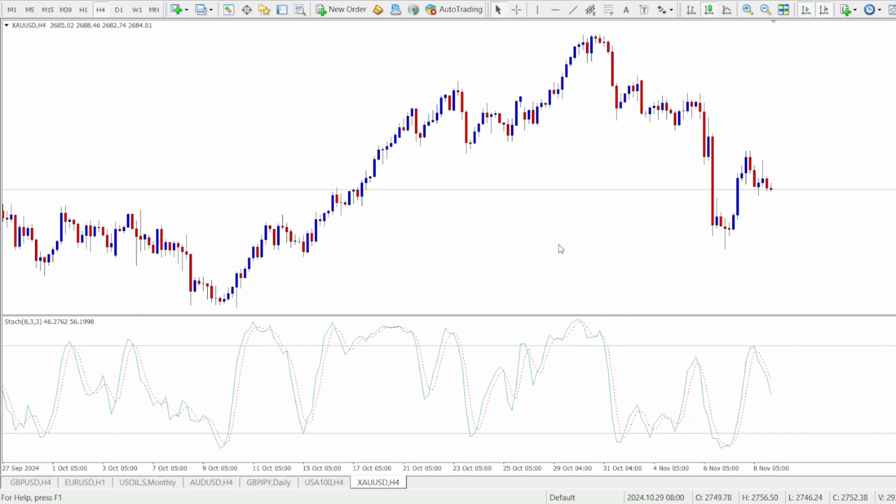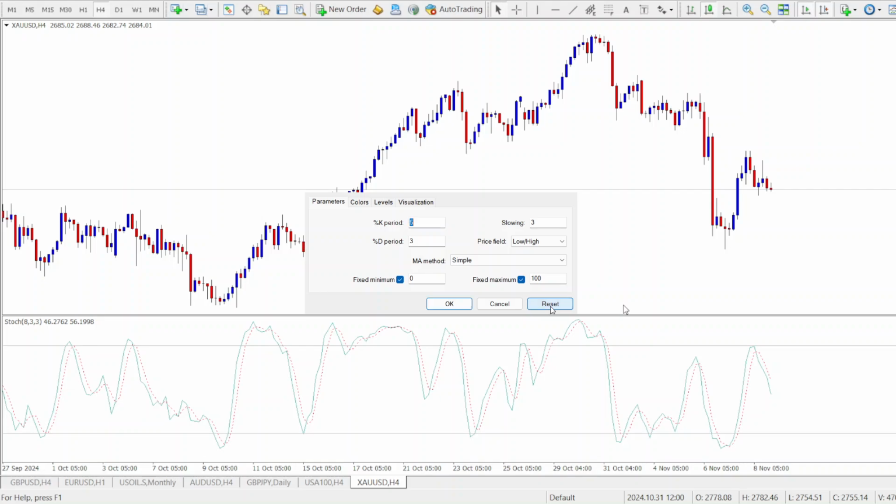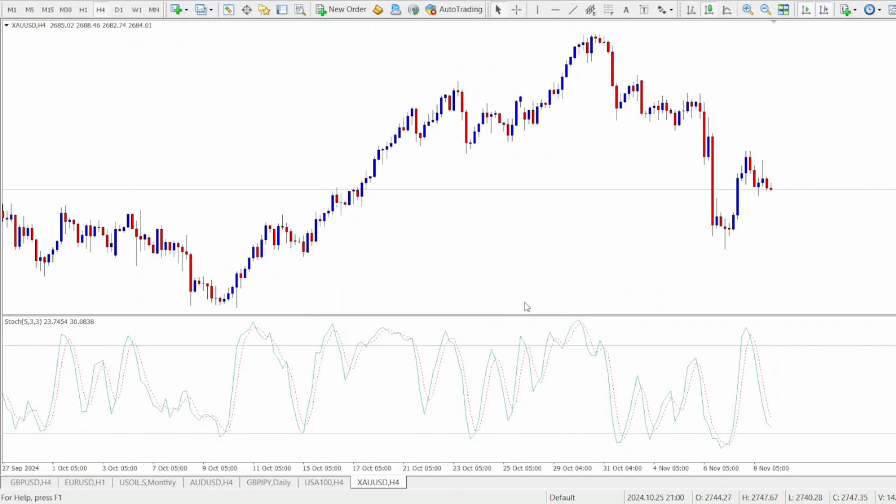For the default settings, I'm just going to open this and I'm going to reset this. As I reset it, you can see the default settings is 5 for percentage K, 3 for slowing, and 3 for percentage D. This is the default settings. But we are going to tweak these settings.